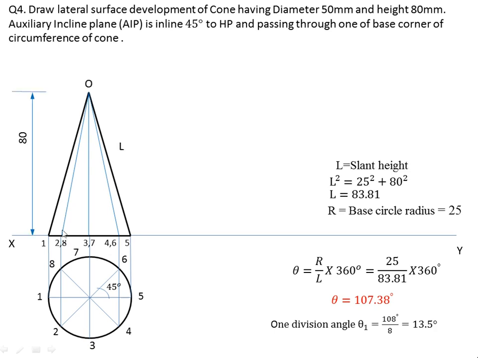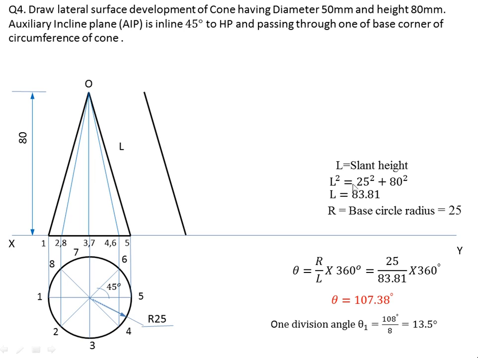Join these points with the apex O2: O2 2, O2 3, O2 6, O2 4, O2 5. Now this height is 80. Now give the dimension to this. This is radius 12, circle of radius 12. Then find out this length. Length is equal to slant height or slant length, or length of the generator.